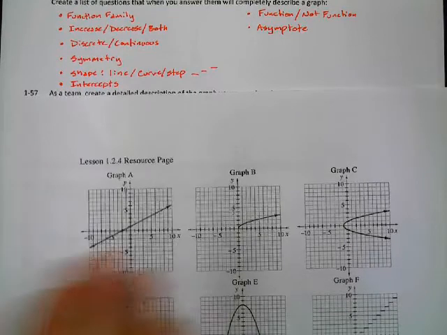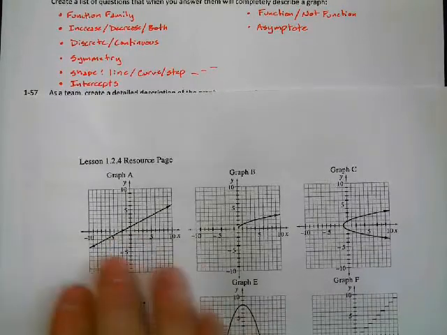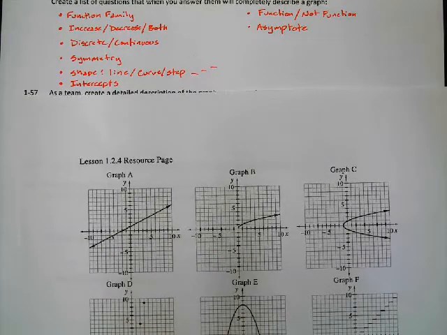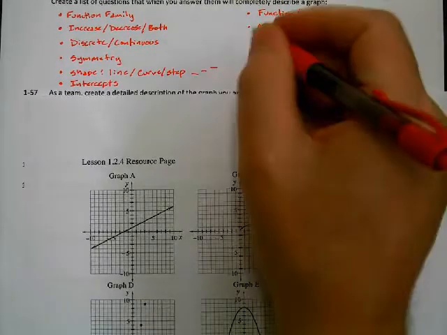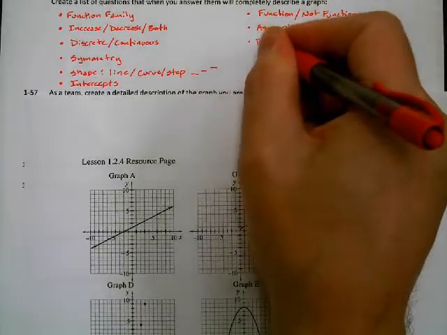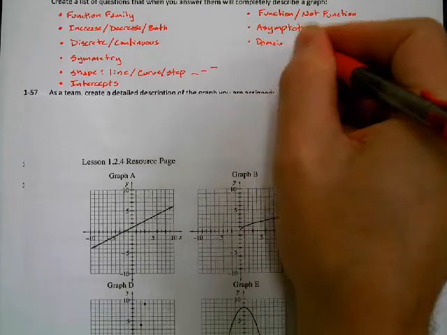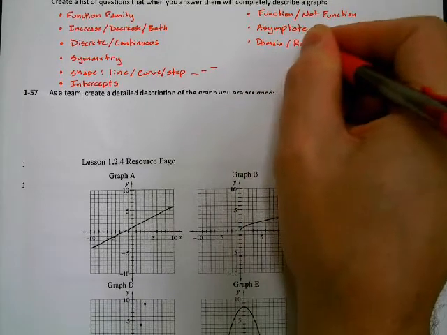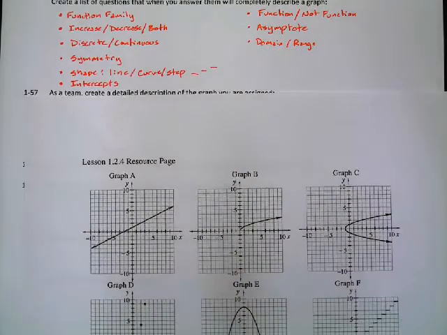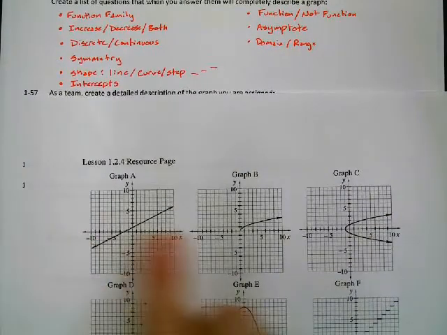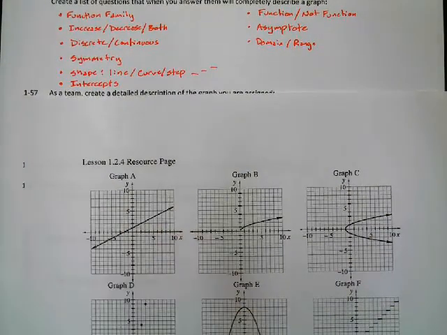All right, so using those descriptions, if I wrote them all down, you could probably make my graph. Oh, domain and range. That's the other thing. So another thing I might have said is domain and range. The domain is all real numbers and the range is all real numbers for that one.